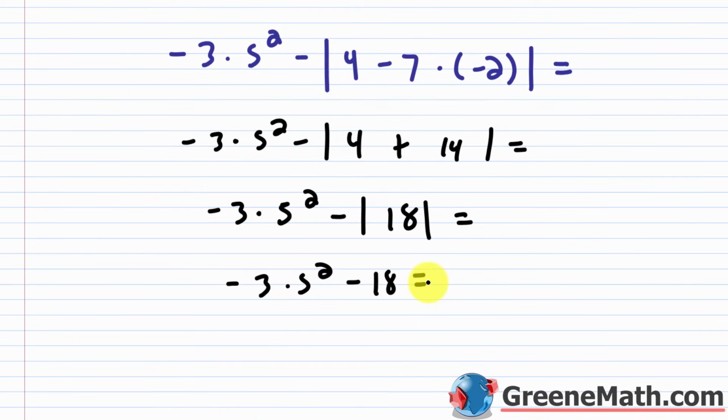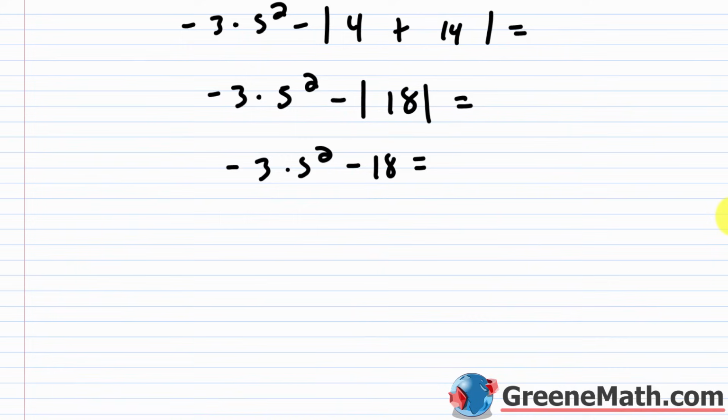And now that we don't have any absolute value bars left, we're looking to see what is the highest level of priority. I have an exponent operation, I have multiplication, and I have subtraction. So the exponent operation is the highest level of priority, okay? So what I want to do here is we'll have negative 3 times, I have my 5 squared, so that's 25. I'm doing that first, and then minus 18.